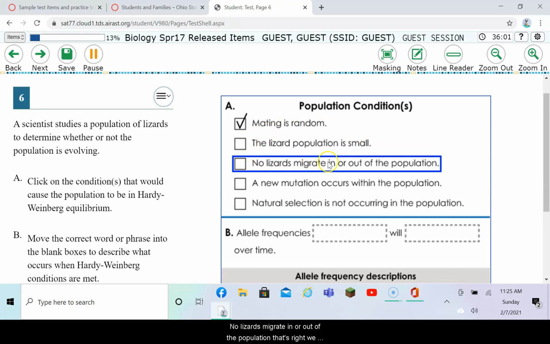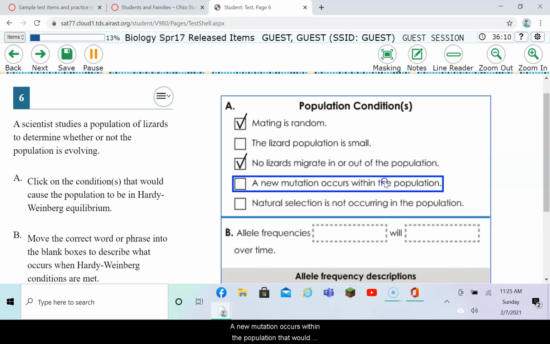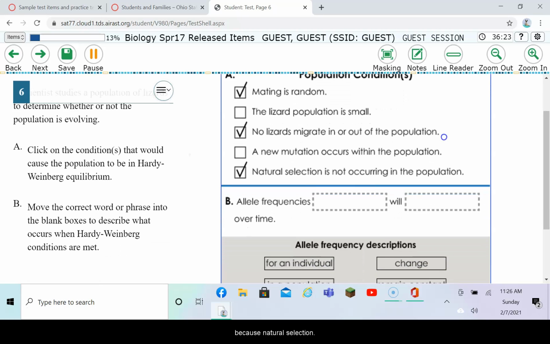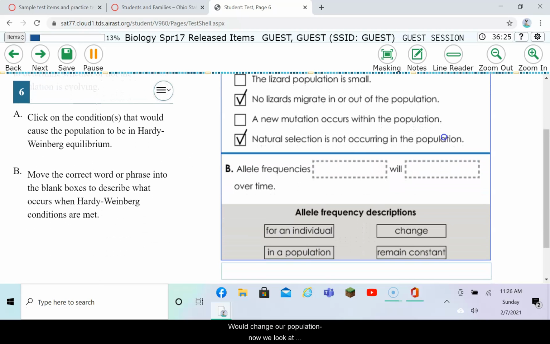No lizards migrate in or out of the population. That's right, we want our populations to not change. So that's a good answer. A new mutation occurs within the population. That would cause our population to change. We don't want that. Natural selection is not occurring. That's a good thing. We do not want natural selection occurring, again, because natural selection would change our population.